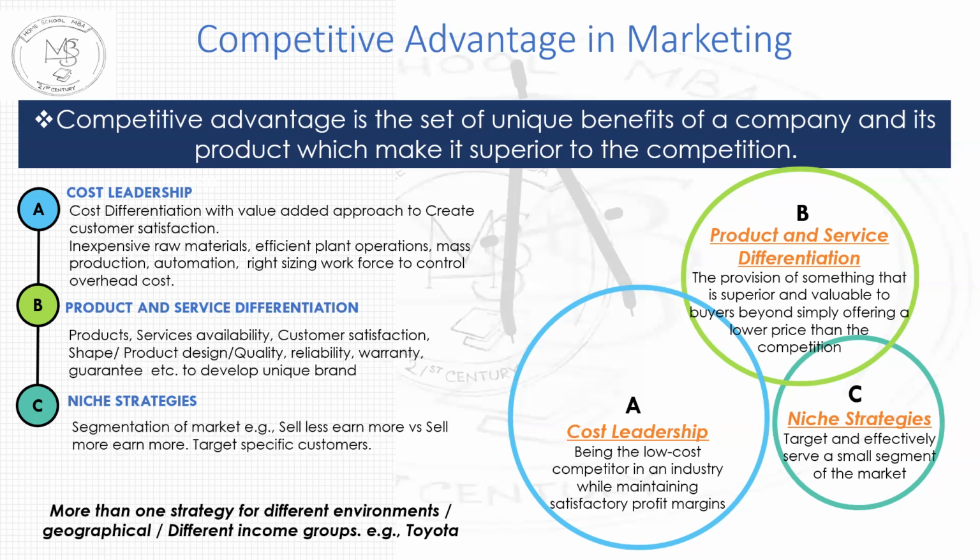Like Toyota company, Toyota produces different types of models for the US market, different types of models for the European market, and totally different models for the Asian market. And that's how they actually gain the advantage over the competitors. So generally speaking, this is how the competitive advantage in the marketing strategy can be achieved.